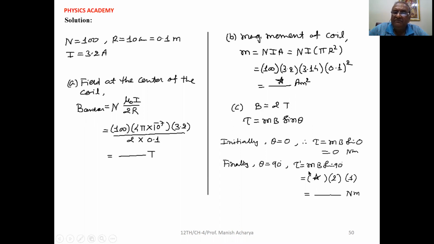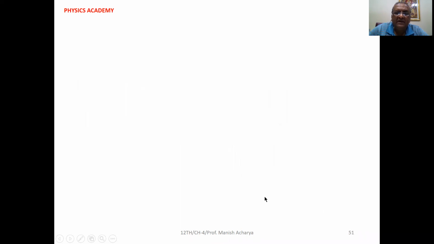Finally, it is rotated by 90 degree. So in the final position, tau is mB sine 90. Substitute the value of m here, which we calculated in question B. Then B is given to you, 2 Tesla, sine 90 is 1. So finally the torque is this much.